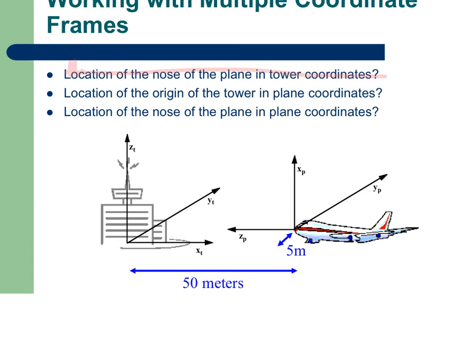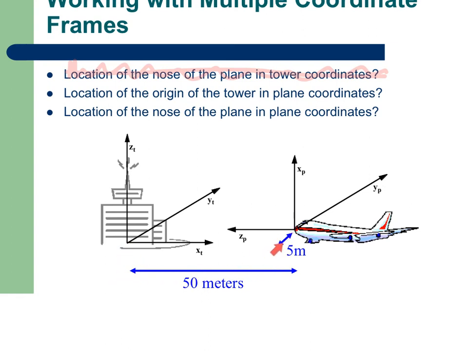I sort of colored that in badly, but anyway, I'm not crossing it out. We're doing that one: the location of the nose of the plane in tower coordinates. You can see I've drawn in just some random numbers. In tower coordinates, this is along the x-axis. In plane coordinates, this is along the z-axis, but either way, it's 50 meters left-right between the nose of the plane and the origin of the tower.